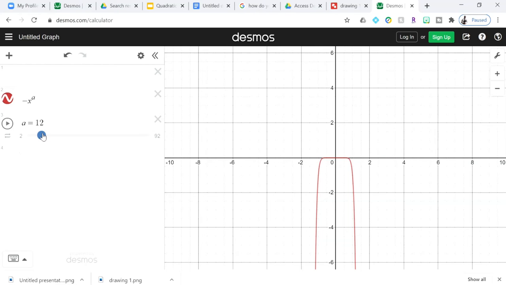If it's raised to an even exponent, it's going to be the same as the right side. If it's raised to an odd exponent, it's going to be the opposite of the right side. That, once again, is worth writing down. Let's take a look at that.